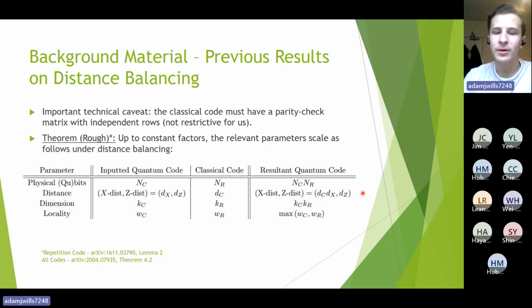And then you might frown at that, because what I promised was an improved x distance at the expense of a worsened z distance. But this just appears to be an improvement of the x distance, and the z distance stays the same. So this appears to be even better than what I said. But it's worth remembering that the number of physical qubits has increased. And so if the z distance stays the same, then its scaling will actually be worse. And so indeed, you get an improvement of the scaling of the x distance and a worsening of the scaling of the z distance. And then the resulting locality will just go with the worst of the 2 inputted localities.